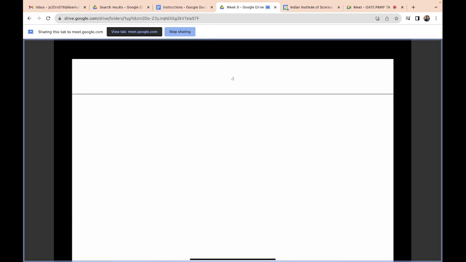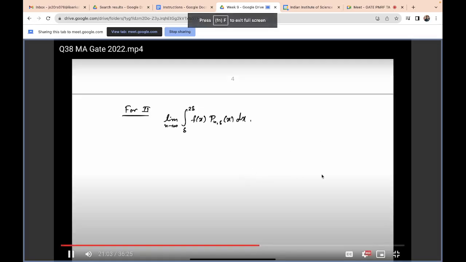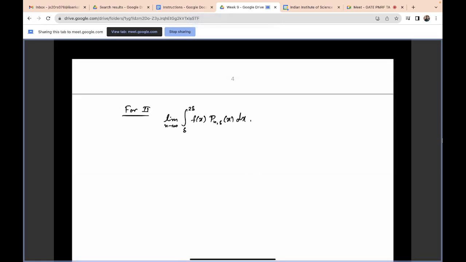So this is the easier part. So for part 2, what we have to find is the limit as n tends to infinity of the integral from delta to 2 delta of f(x) P_n,delta(x) dx, right? Here also we can interchange the limit with the integral.